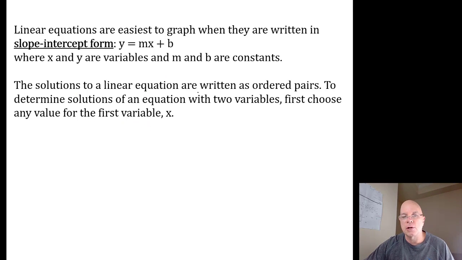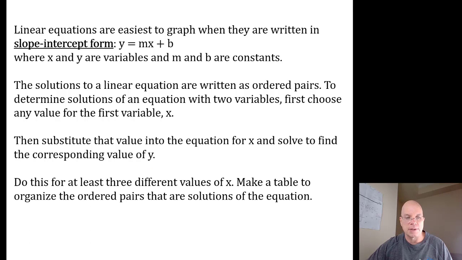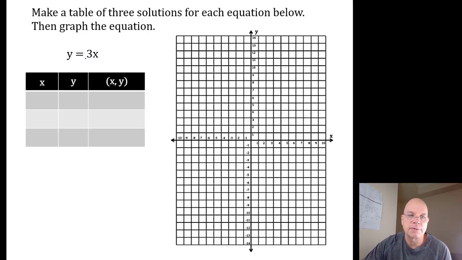The solutions to linear equations are written as ordered pairs, so x comma y, just like you would expect. You input a value for x, figure out what y is, and that's your y value, and then you've got a point on your line. We're going to try that in just a minute. You pick a value for x. You can pick any value you want. Substitute it into the equation, and then you get the output, and then you start to get points on your line. We're going to do this for 3 values of x, and make a table to organize our work, and then we'll be able to graph some linear equations.